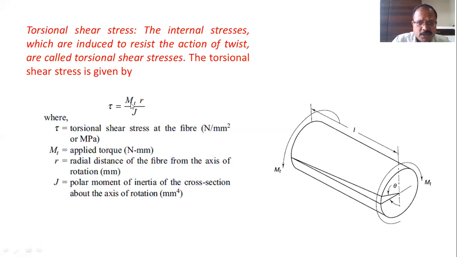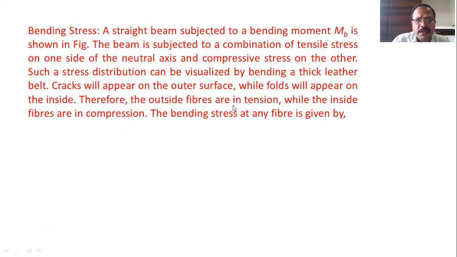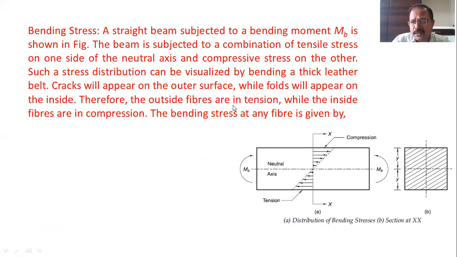Mt is the torsional moment or torque, R is the radius, and J is the polar moment of inertia. Next type of stress is the bending stress. Bending stress is something which tends to bend the material. It can be compressive in nature or tensile in nature based on the condition of the beam.